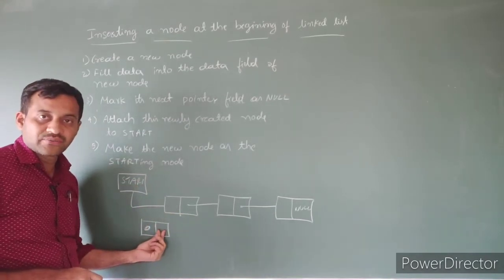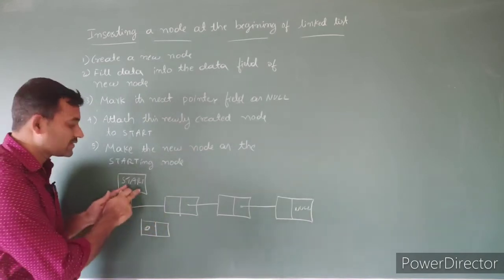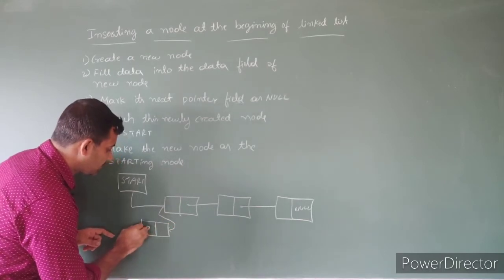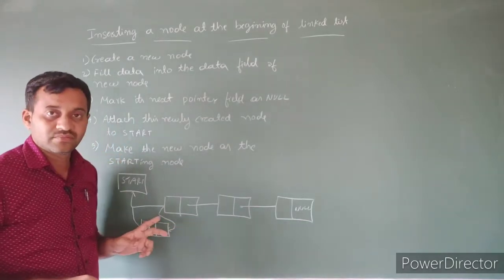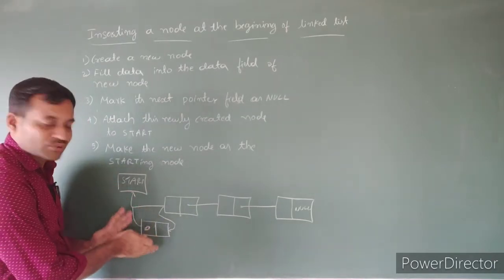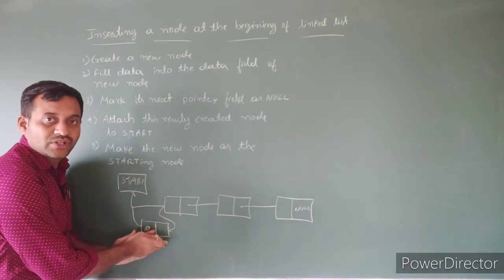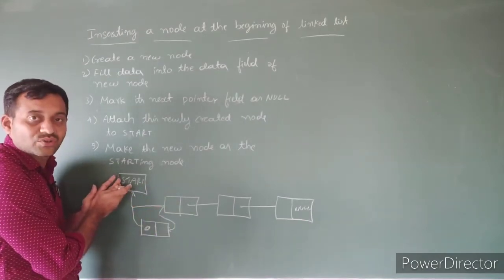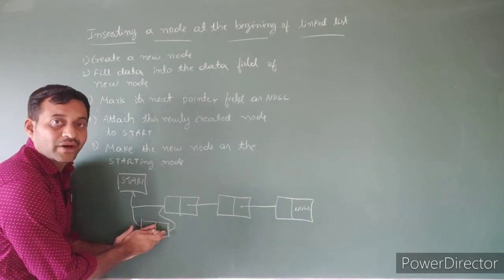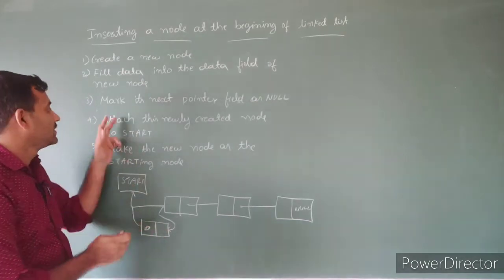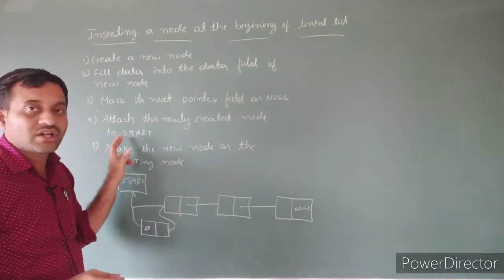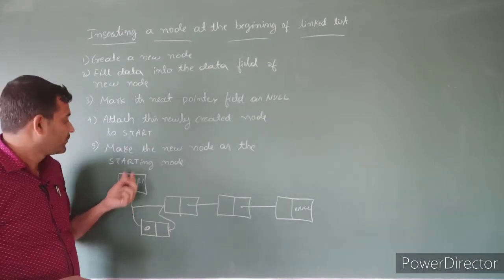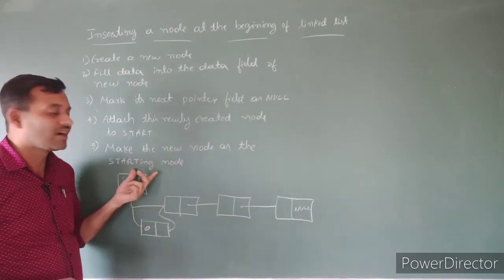For the link part, we have to store the address of the start, because here we have to join, then this is assigned to the pointer. So we have to store the address of the first node in the newly created node, but the address of the first node is assigned to start, so we have to assign the starting address to the link part of the first node. Then attach this newly created node to the start. Finally, make the new node the starting node.